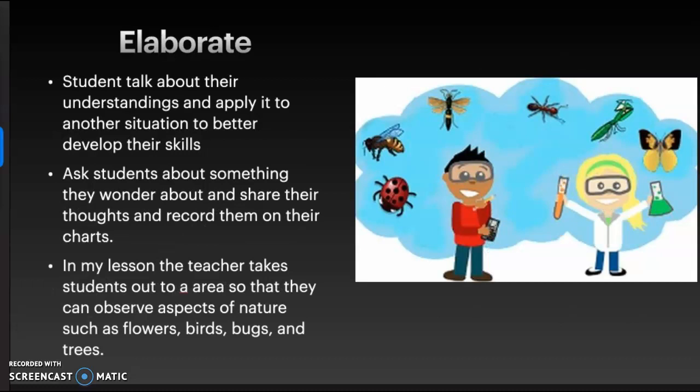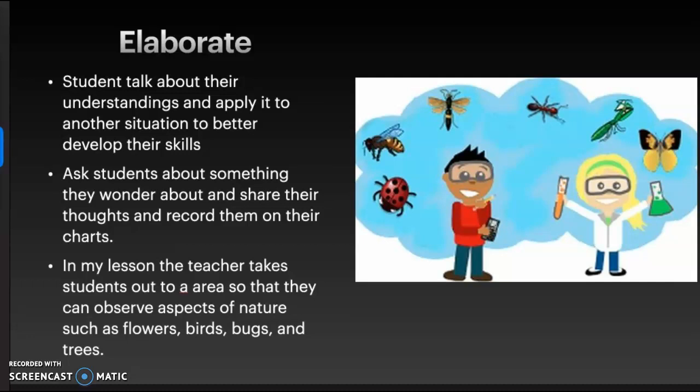And then with elaborate, this was what students did to put everything together. Everything that they learned, they put together to get their own information for their assignment. And then students can ask about their thoughts on their charts and things like that.